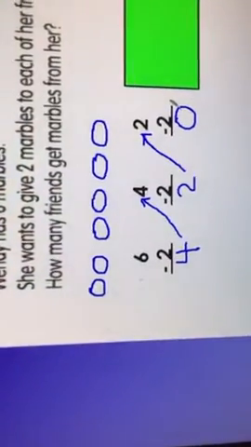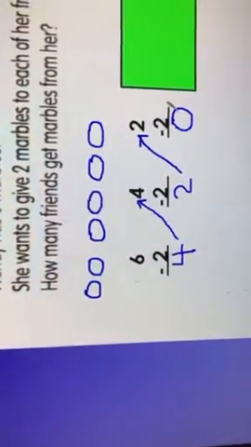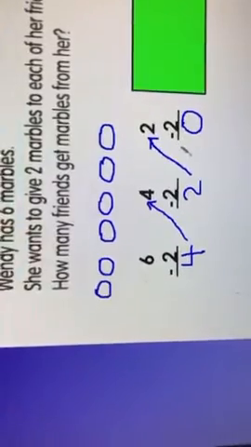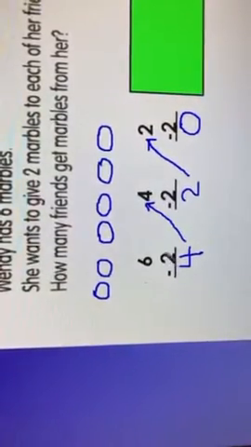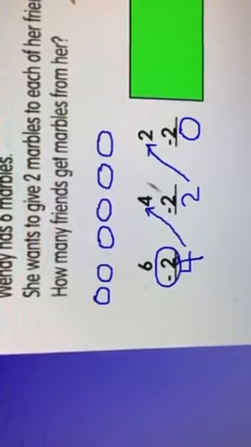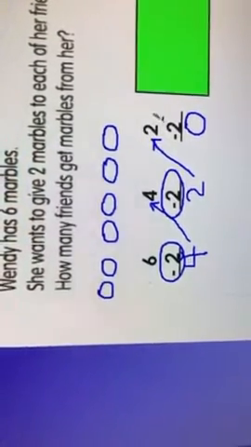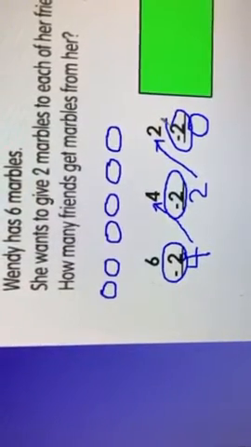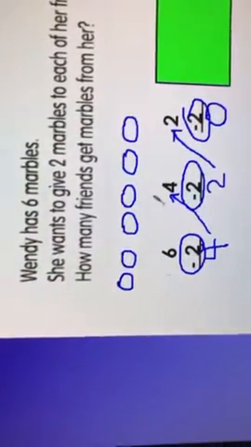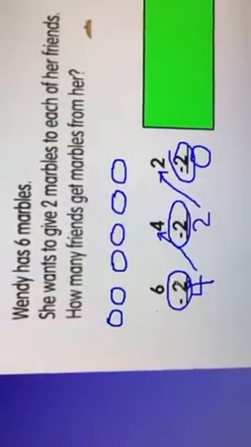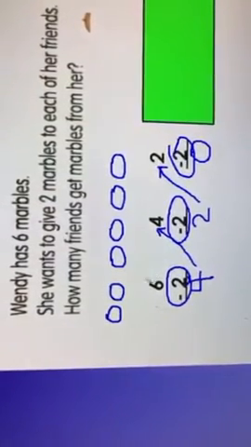So now what I'm going to do, boys and girls, is count how many times I subtracted 2 to get my answer. I did it once, twice, 3 times. So each of Wendy's friends would get 2 marbles.